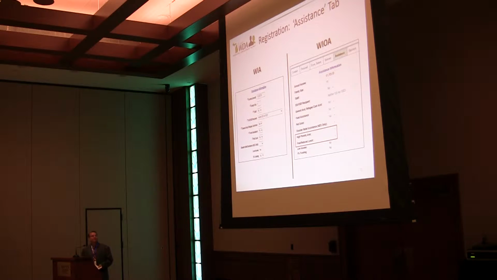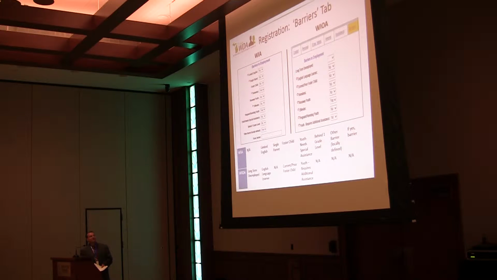Okay, I do want to go through the other system changes for youth. There's a number of new barriers. We've either removed things or renamed them. For instance, long-term unemployed is a new barrier under WIOA. It didn't exist under WIA. There was a question earlier about the other barrier, locally defined. Again, it existed under WIA, but is no longer one of the barriers that is collected under WIOA.